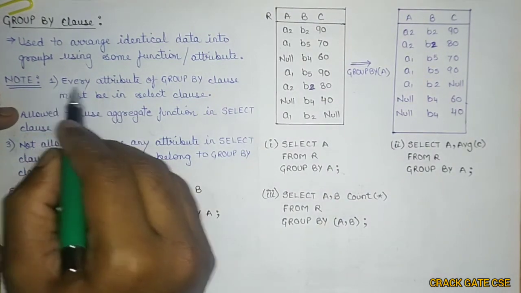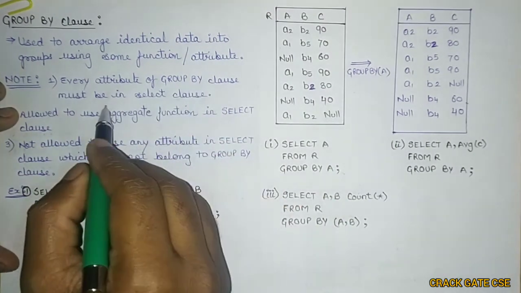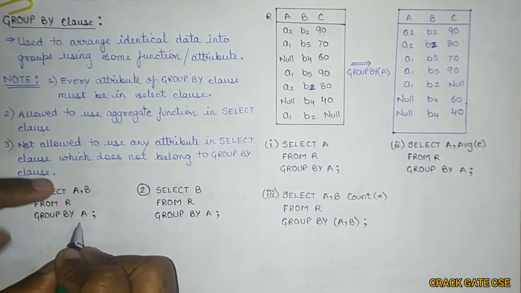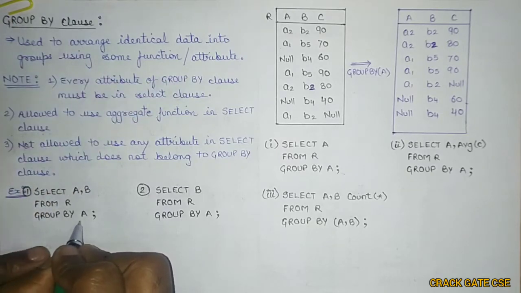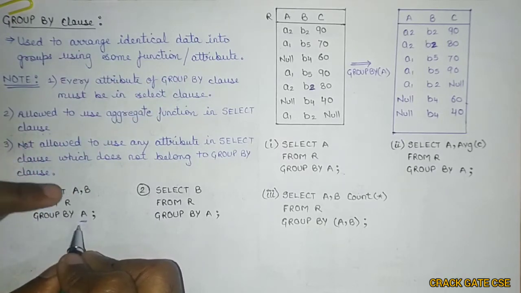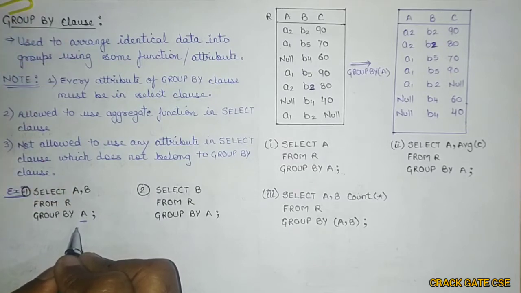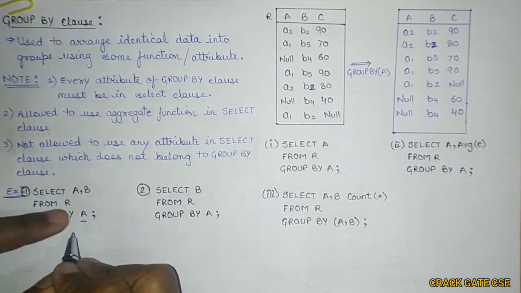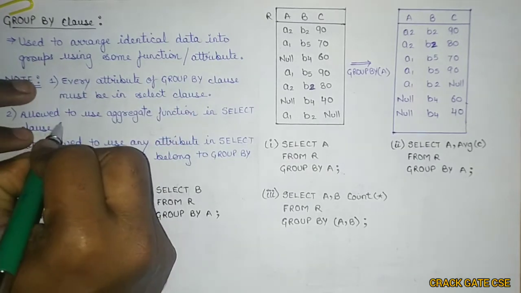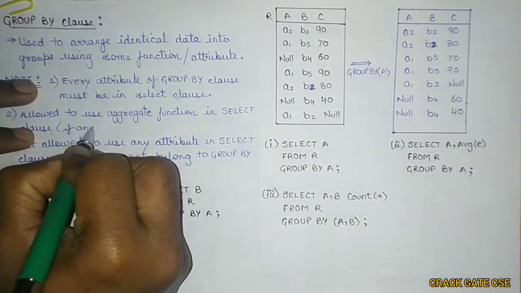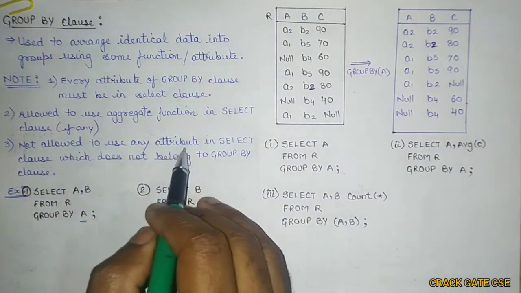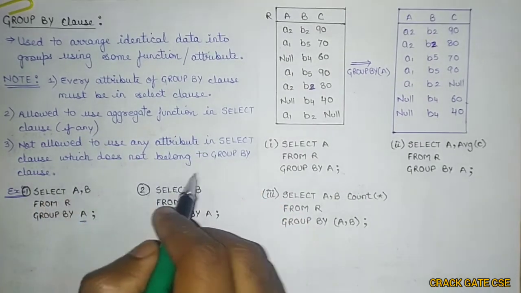What is the first point? Every attribute of group by clause must be in the select clause. You can see that attribute A of the group by clause is present in the select clause. So the first condition is satisfied. Second, it is allowed to use aggregate functions in the select clause. Here we are not using an aggregate function, so it is okay. If we want to use any aggregate function, we can, but it is not compulsory. The third one is, not allowed to use any attribute in the select clause which does not belong to the group by clause.